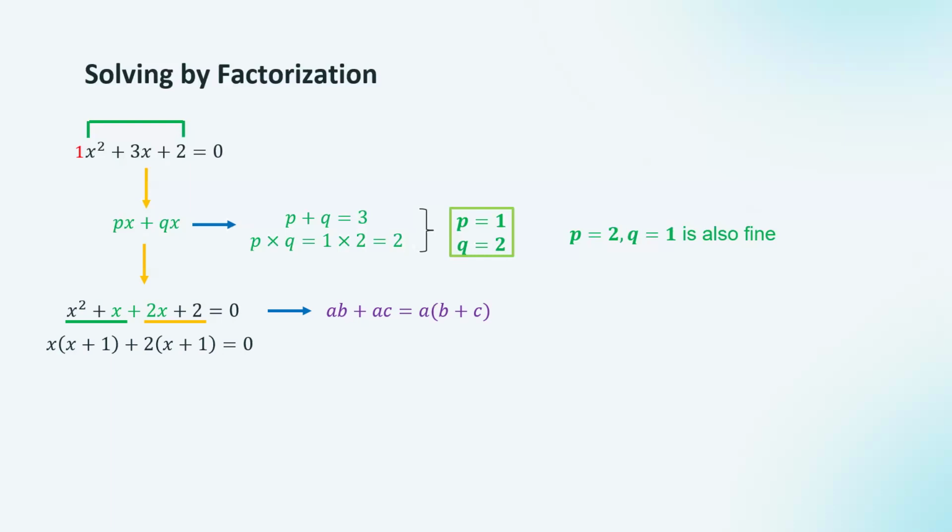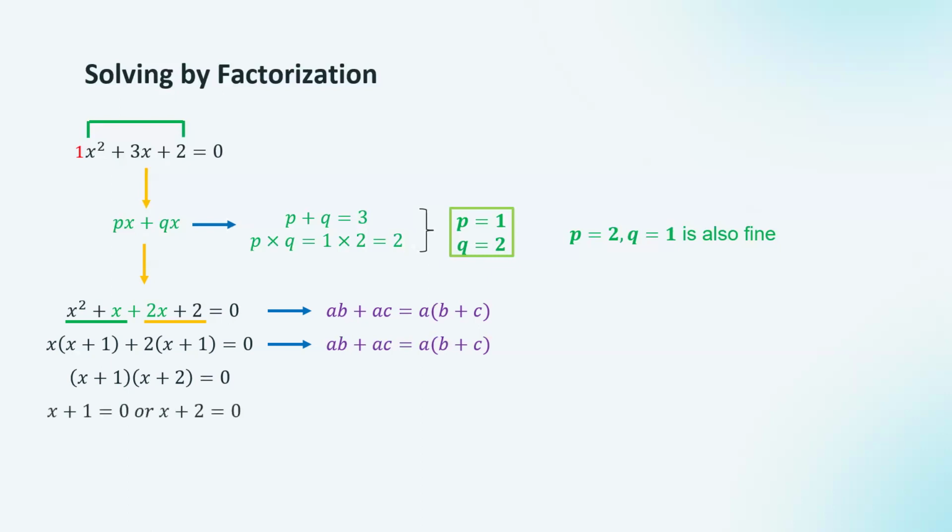And then as you can see, we have two terms. Okay? x times x plus 1 plus 2 times x plus 1. These two terms have a common factor, which is x plus 1. So we can do the same thing. We can take out the x plus 1 and the remaining will be also inside a bracket, which is x plus 2. So x plus 1 times x plus 2 is equal to 0. This is how we factorize a quadratic equation.